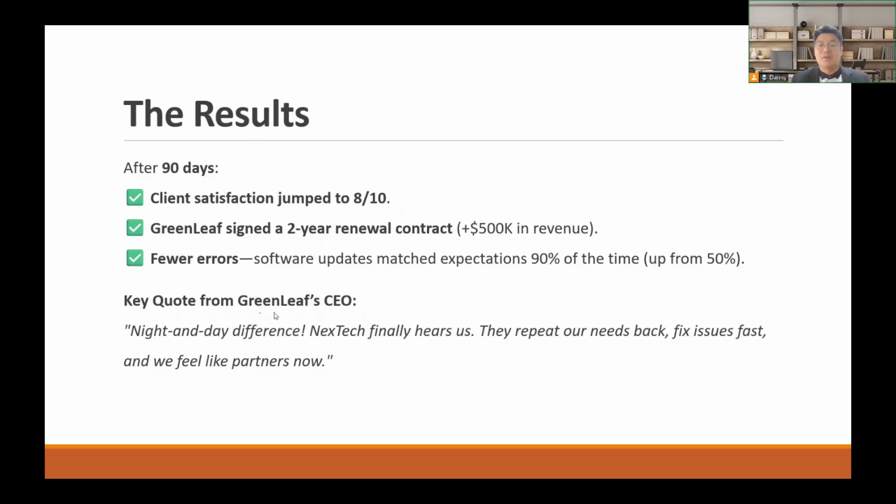Okay, so this is a kind of key quote from the Greenleaf CEO: night and day difference. Next Tech finally hears us. They repeat our needs but fix issues fast, and we feel like partner now. Okay, so since active listening is so important, we should pay very great attention to it. And this is just the lesson I hope you can realize, how we use the active listening into the trust in our cooperation.